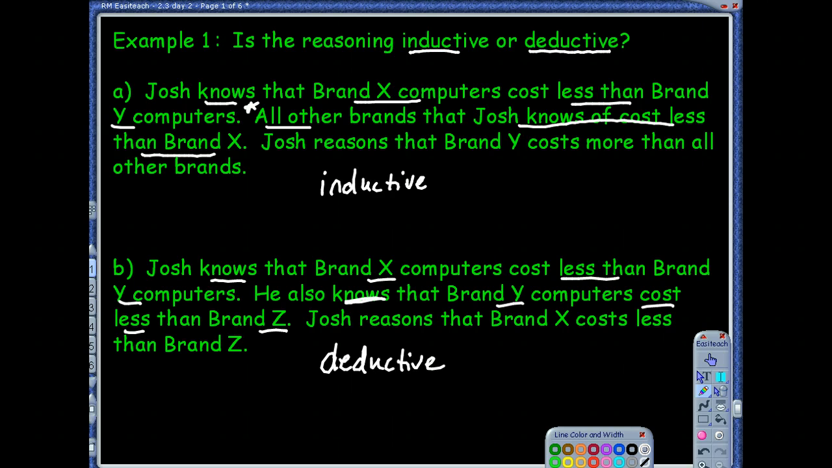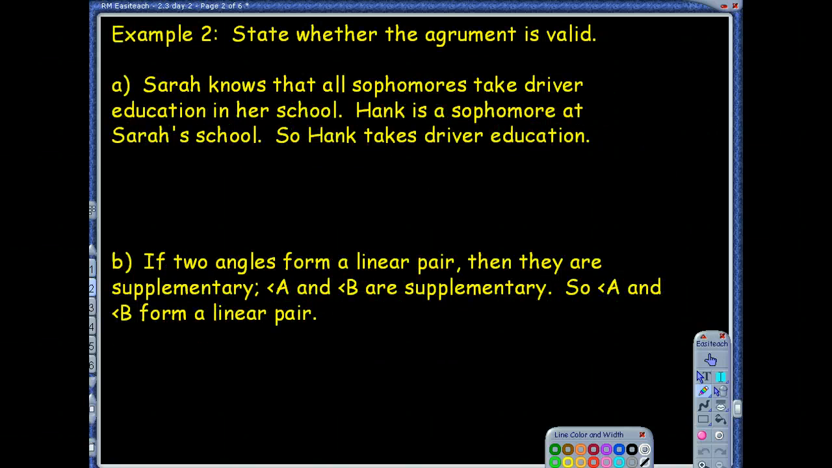And whenever I read that, his last sentence in this, when he says Josh reasons that brand X costs less than brand Z, based on what he knows from the two prior sentences, that would be a logical argument. Very no gaps, very conclusive. Very straightforward. Okay. So that's the difference between those two. That makes sense.